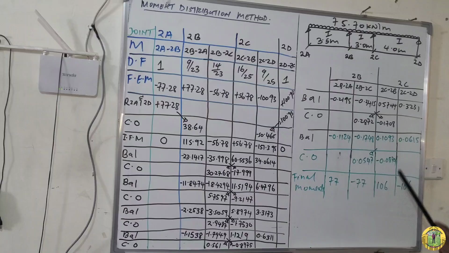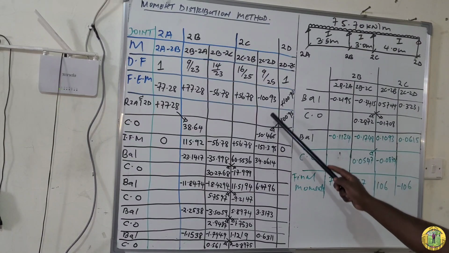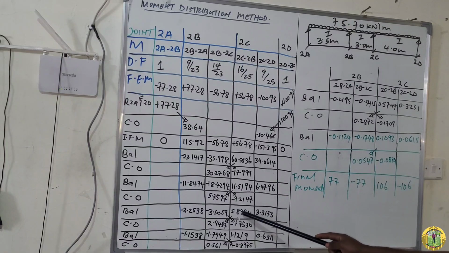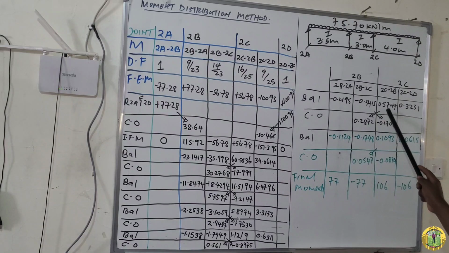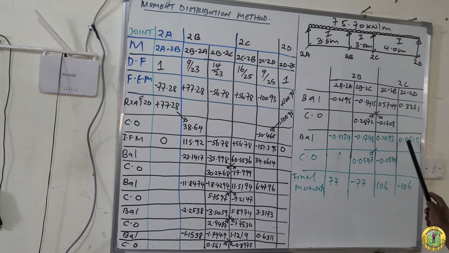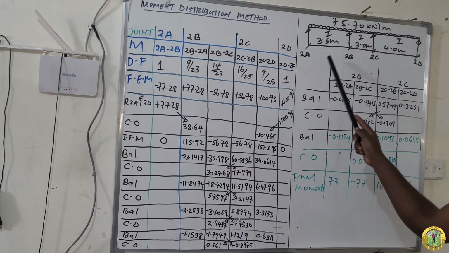Repeat for the other members, which is 2C and 2D. This is 2C, 2B. We start from here. Positive 56.78. Add all of these up to this point, and then include this one. You'll get positive 106. The same for this one. From initial final moment, negative 151.395. Add, add, and then you will get negative 106. So from there, you can now calculate the reactions at the supports.